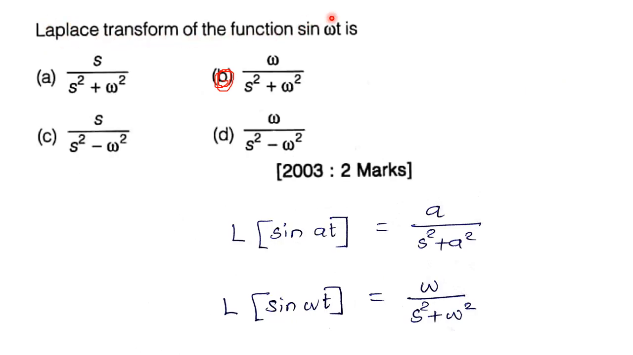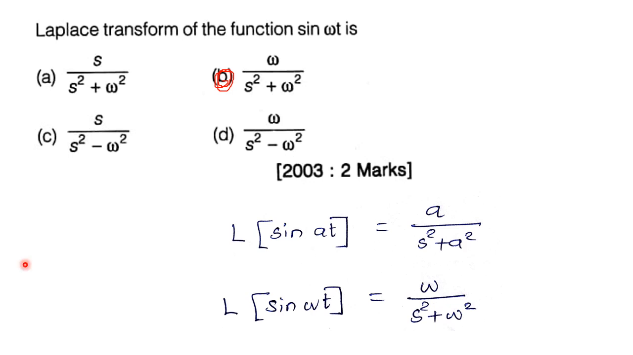The Laplace transform of the function sine omega t is. There are four options. It's a GATE 2013, 2-mark question. It's a direct formula. We have already discussed it in the first slide, the basic formulas of the Laplace transform. In that slide, the Laplace transform of sine a t is equal to a divided by s square plus a square. So here for sine omega t, instead of a we replace omega. So omega divided by s square plus omega square. So option B is the correct answer for the given question.